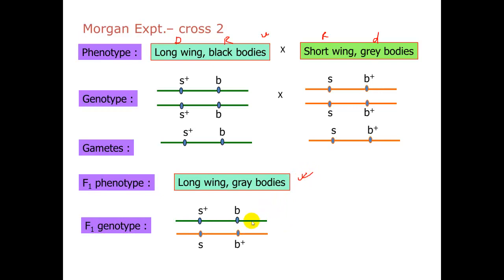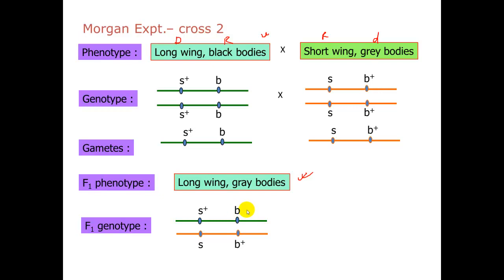Mind it, in the previous case the genes were, the dominant genes were placed on the same chromosome and the recessive on the same chromosome, but here it is just reversed. So that is the difference you can see there. Later on we will see the very concept of cis and trans.